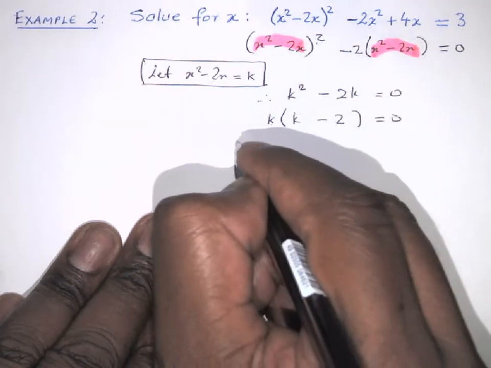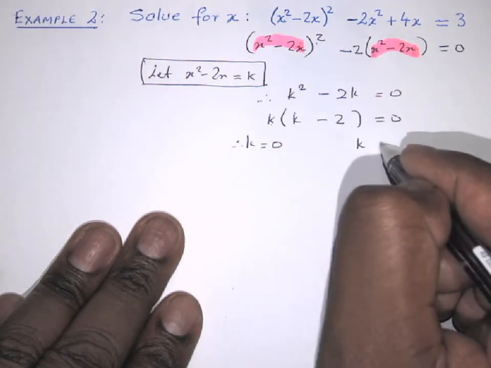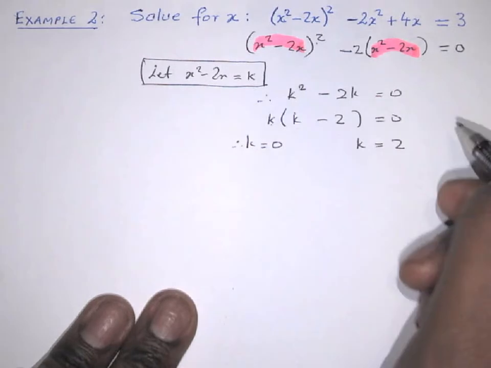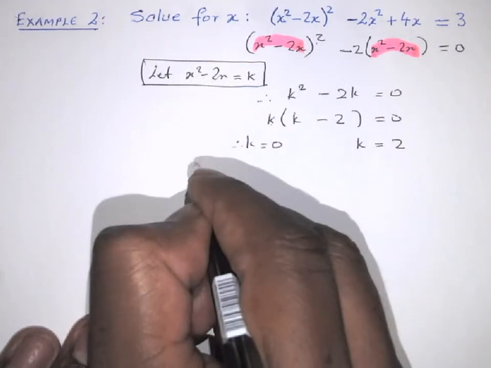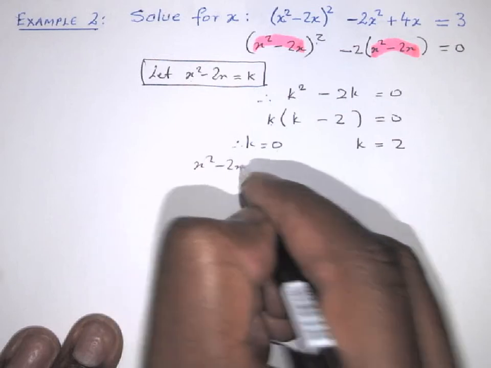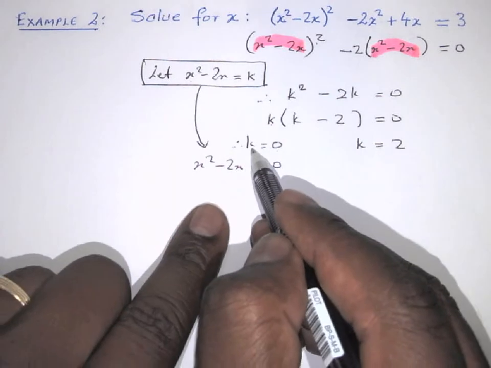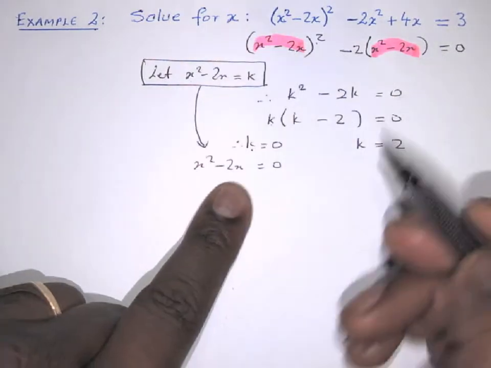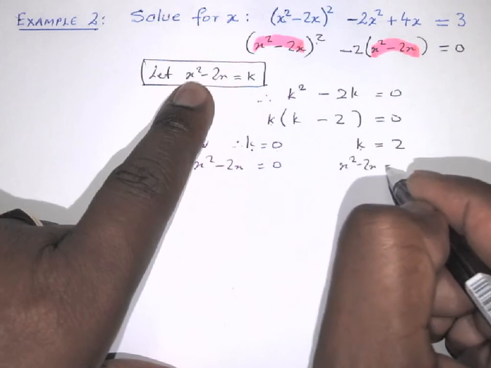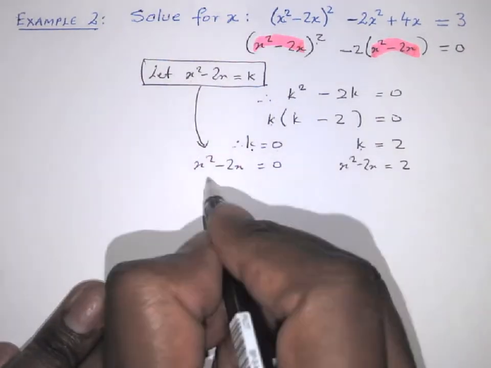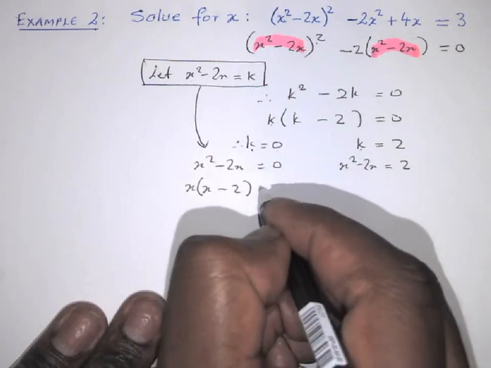So from here, it means that k is equal to 0, and from here, k is equal to 2. Note if k is 0, it means that x squared minus 2x is 0. So I have x squared minus 2x equals 0, because I'm substituting that back instead of k, because I'm not solving for k, I'm solving for x. Same thing here, substitute back x squared minus 2x, which equals 2. When I factorize here, I get x times x minus 2 equals 0.